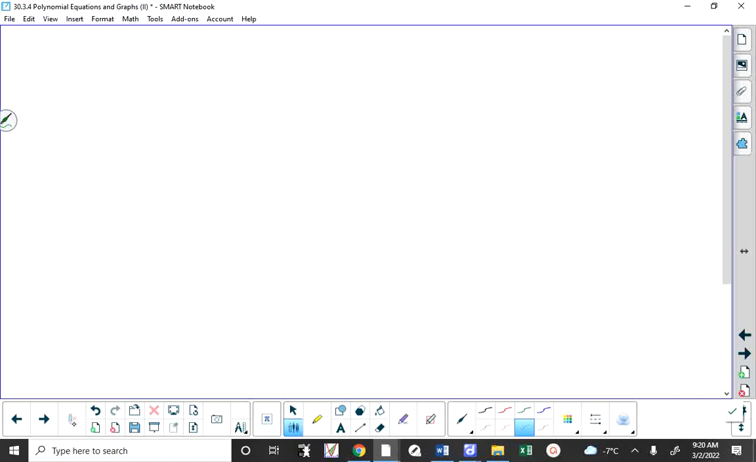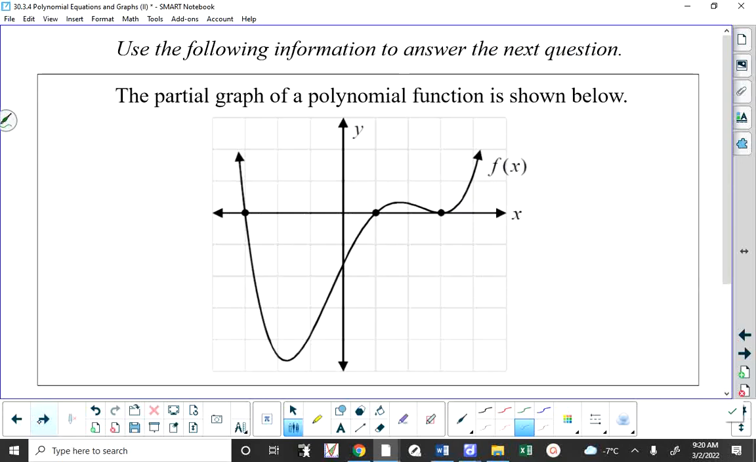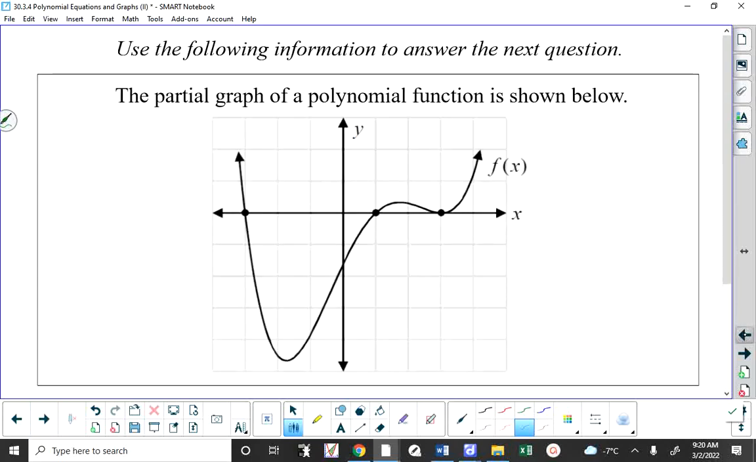What we were doing yesterday was dealing with finding equations of graphs, and it had to do with multiplicity. So we learned that x-intercepts on a graph have particular features to them, and an x-intercept can either go through nice and cleanly, like this x-intercept, or this x-intercept.